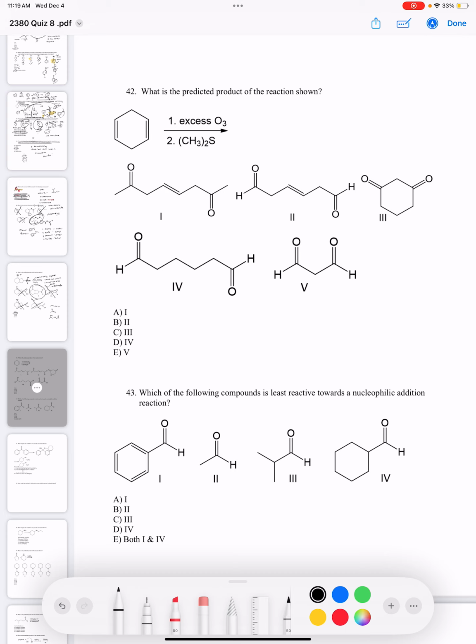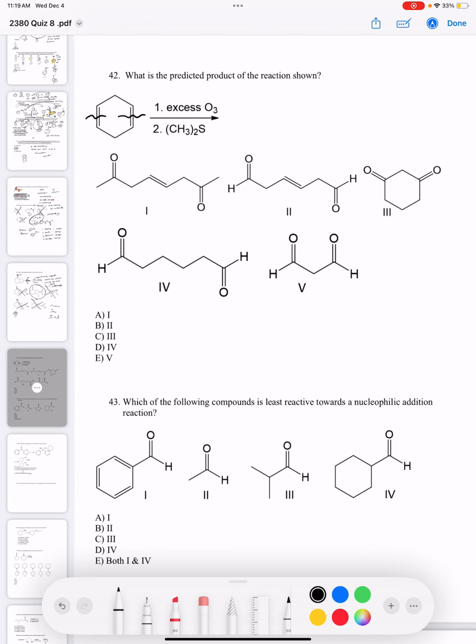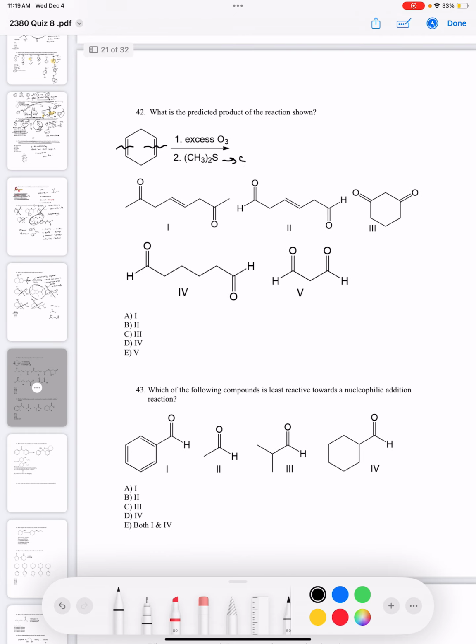Excess O3, what's the prediction of this? Excess O3 is one of those where I just know immediately that ozone cleaves. And then the second part, dimethyl sulfide, this is just a solvent. So ozone is going to cleave, and it does not add a carboxylic acid unless you have H2O2 or water or some other source of oxygen. So it'll stop right here, and it just adds an oxygen here and here. That is how I think of it.